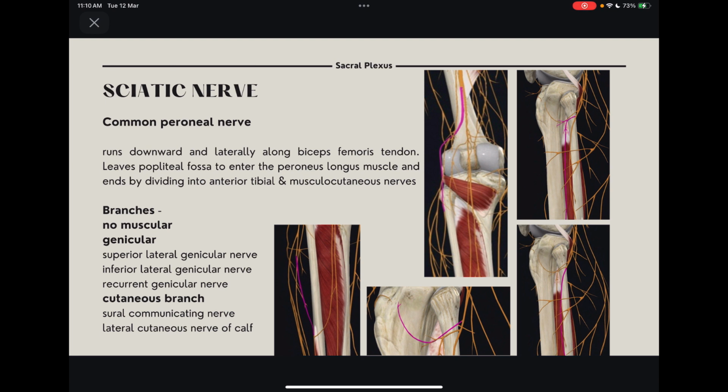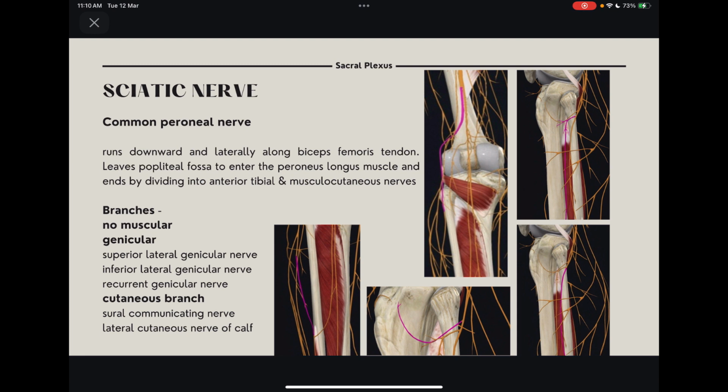And then it will enter inside a muscle. It enters inside peroneus longus and terminates and divides into two main branches. It is going to divide into the anterior tibial nerve and the musculocutaneous nerve. Anterior tibial nerve is also referred to as the deep peroneal nerve, and musculocutaneous is referred to as the superficial peroneal nerve. Before it terminates, it will supply and give certain branches.